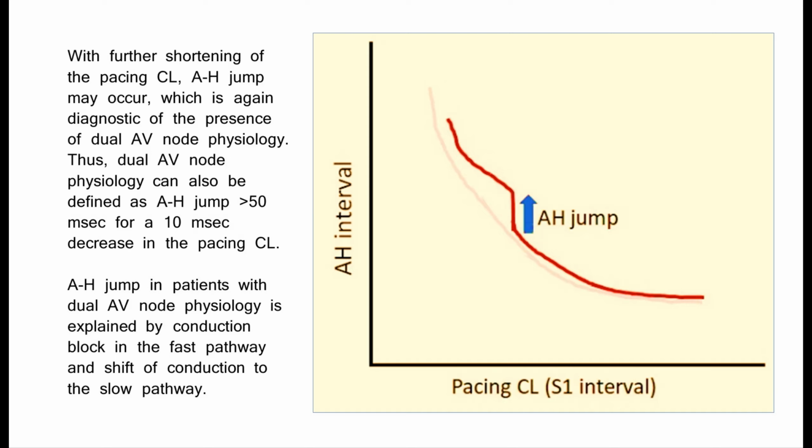AH jump in patients with dual AV node physiology is explained by conduction block in the fast pathway and shift of conduction to the slow pathway.